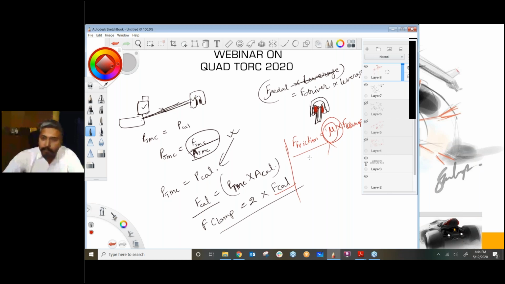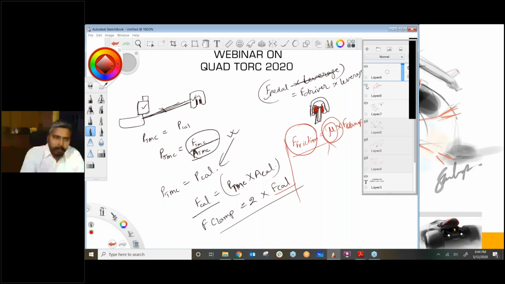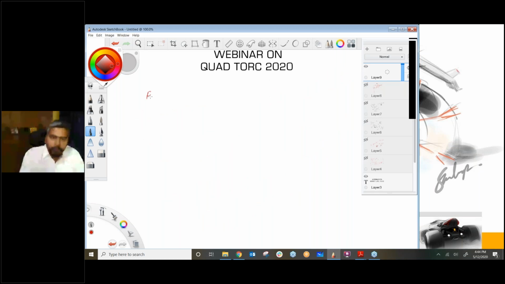Now the third point is pressure inside master cylinder. From this pressure, you will calculate, number 4, force inside caliper. Number 5, you will calculate the clamping force. Number 6, you will calculate the frictional force. Number 7, you will calculate the effective radius.